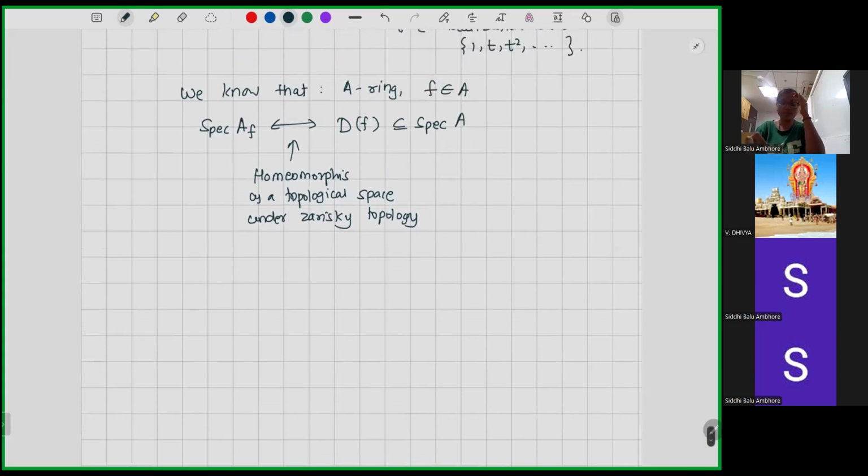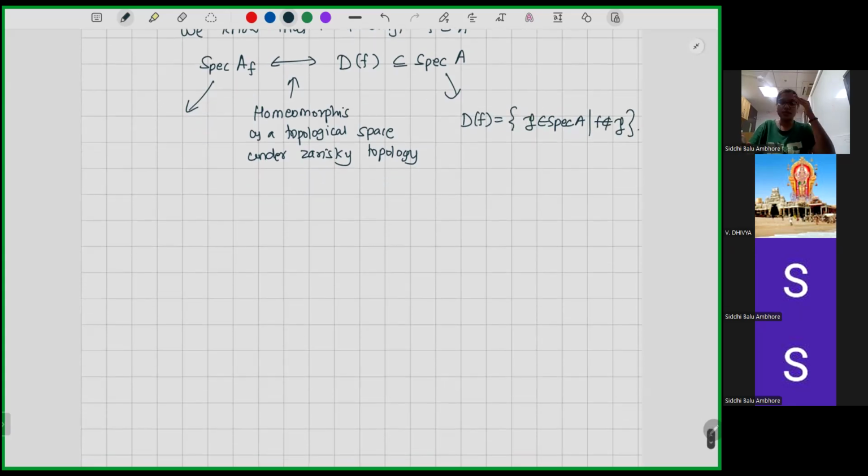Okay, so what we are doing is, this Spec A_f is actually completely different from Spec A. As a prime ideal, they are completely different. This is a different ring than the ring A. But the prime ideals are in one-to-one correspondence. And this D(f), if you remember, is the set of all those P in Spec A such that f doesn't belong to P. This is my D(f). So this is what we saw in the lecture. So we have the map from A to A_f.